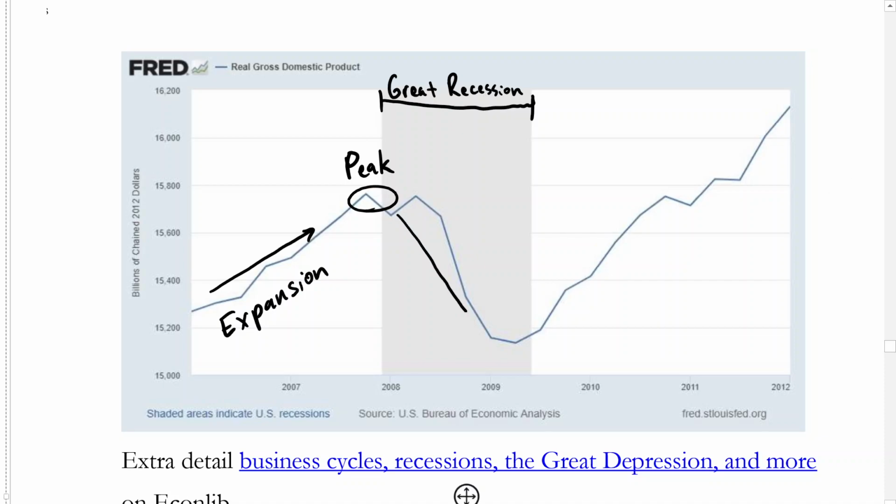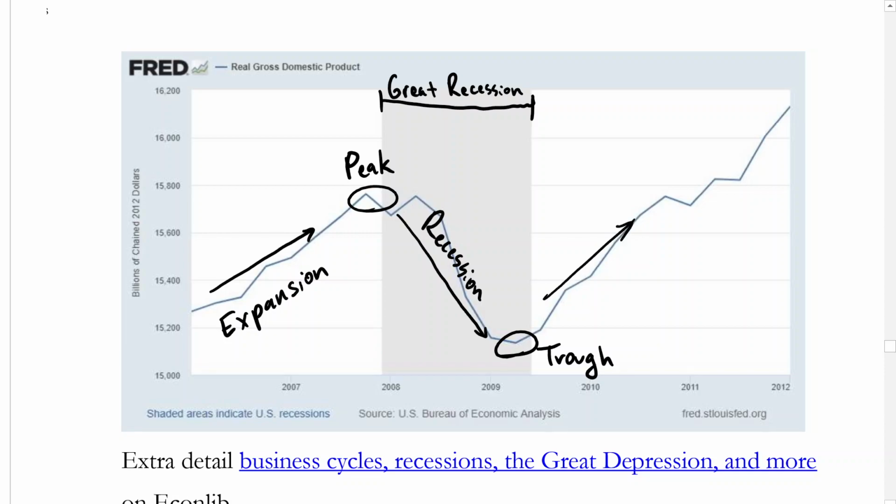And that is this downward contractionary period. That's called a recession. If it's particularly bad, it's called a depression. And then at the bottom of the recession, right before the next expansion, we have what's called the trough. And then we can carry on with another recovery and expansion period.